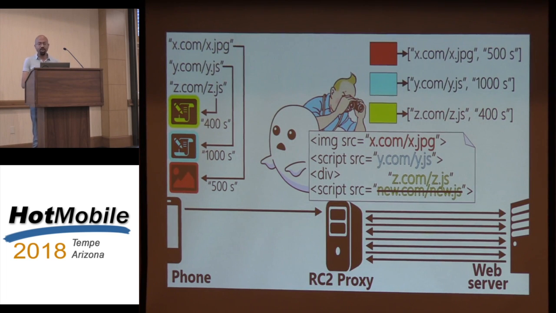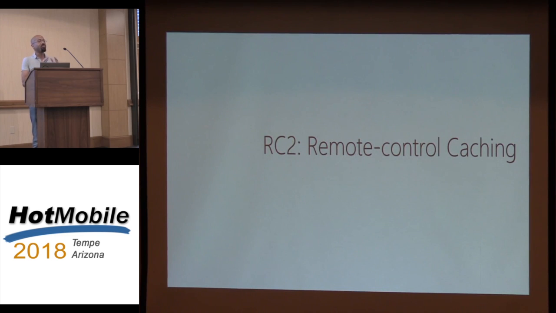So at this point, you can understand the name RC2. It means remote control caching, and it's inspired by the fact that the proxy uses HTML rewriting to take control of how the mobile device manages its cache.